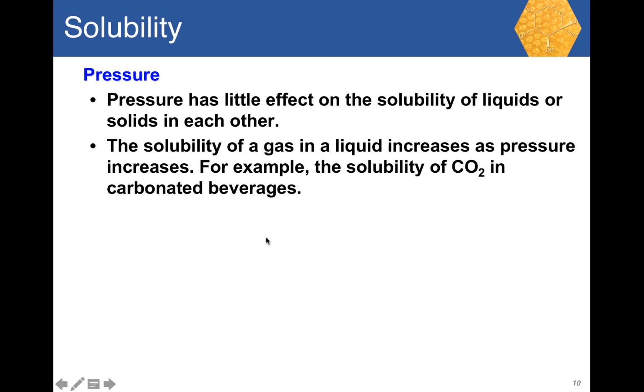Pressure. Little effect on liquids or solid solutions, but as you can imagine, for solutions that contain a gas such as carbon dioxide, it has an effect. So the higher the pressure, it increases the solubility. So as the pressure increases, the solubility of a gas increases in solution. As you can imagine, again, you have your soda, and if the pressure is increased, more carbon dioxide will be dissolved compared to a lower pressure.